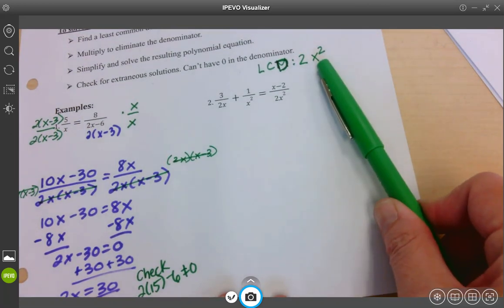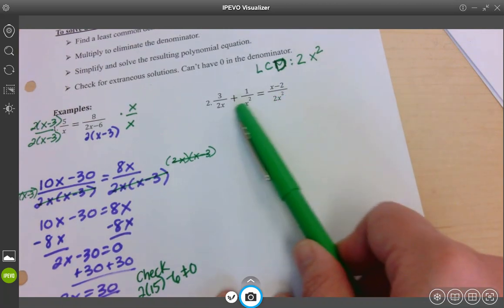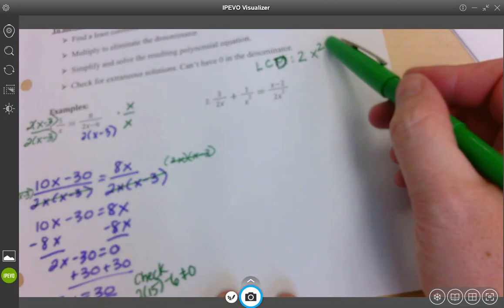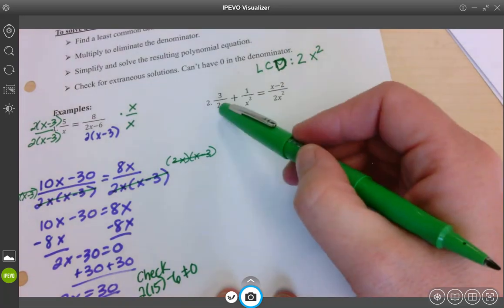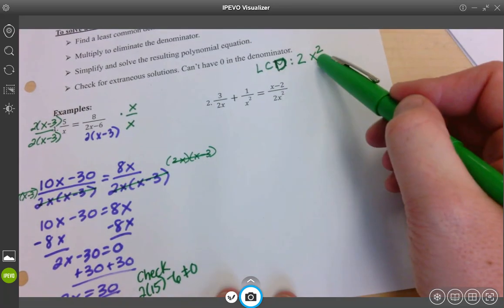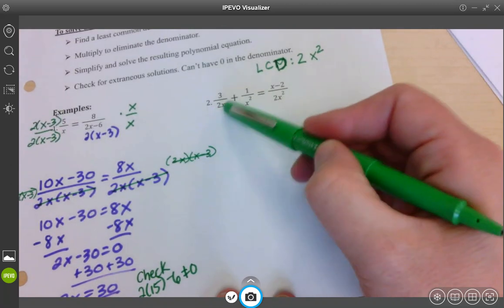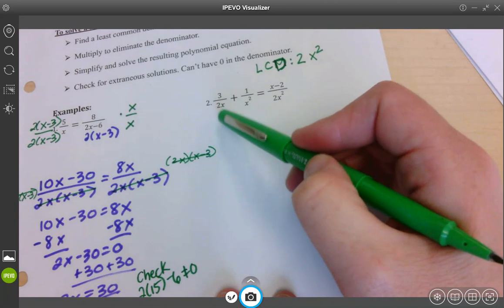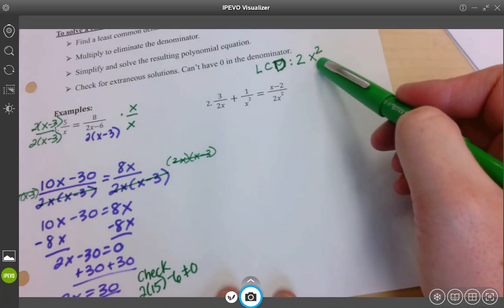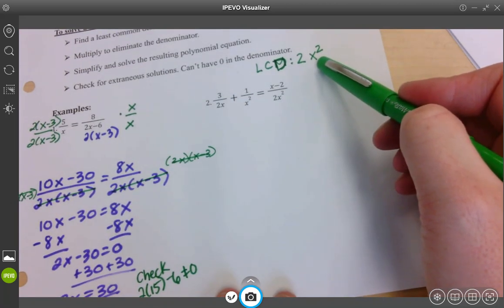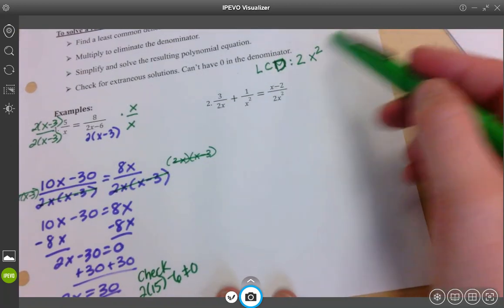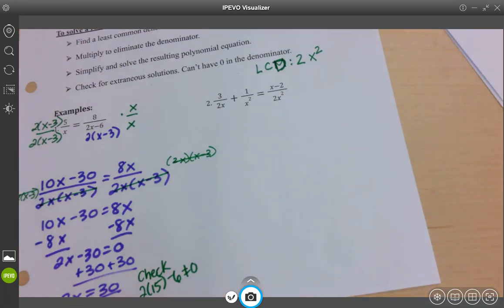What might somebody think we need to multiply by, though? What else do you see that somebody might think we need? The x, right? So it's a little bit confusing that we don't have to put x here, but the reason we don't is because x is a factor of x squared, right? I can multiply 2x by something to get 2x squared. 2x times what would give me 2x squared? X, right? So since I can do that, all I need for my least common denominator is 2x squared. I don't need to multiply by another x.